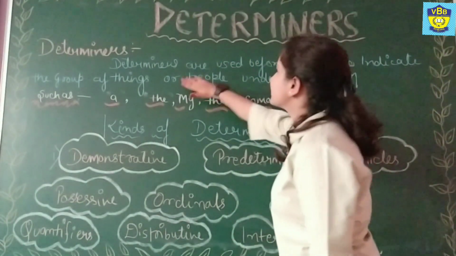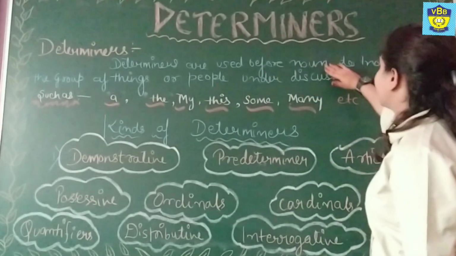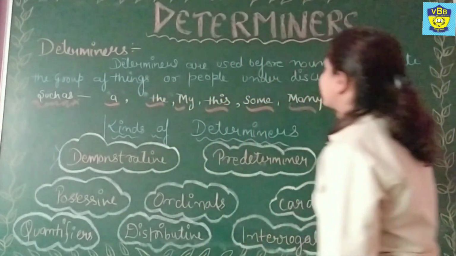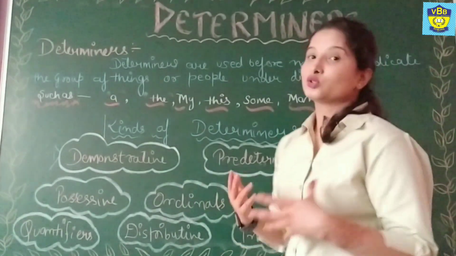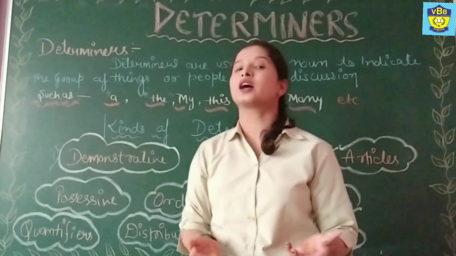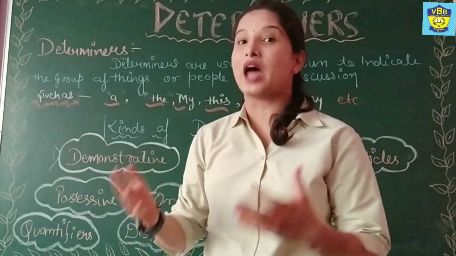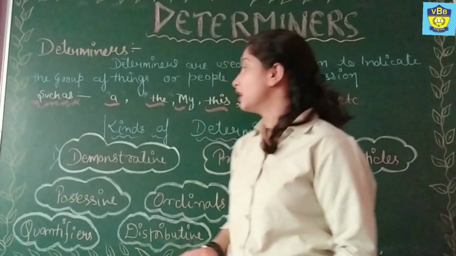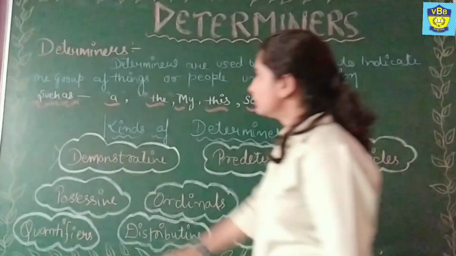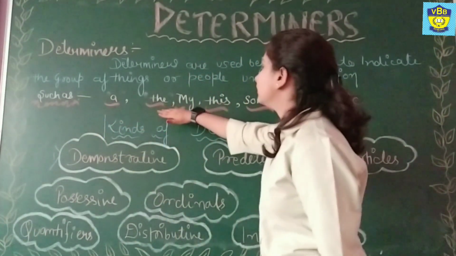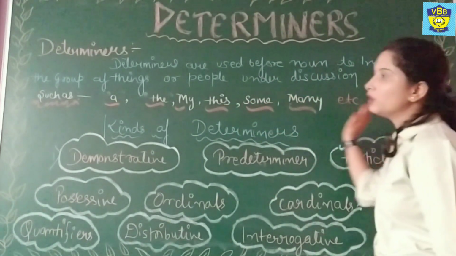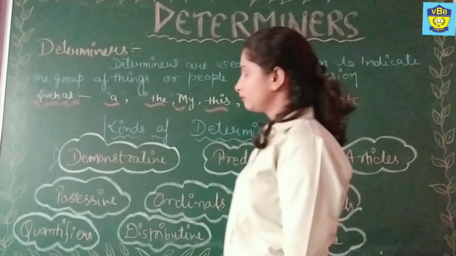Now, determiners are used before a noun to indicate the group of things or people under discussion. So you can see that determiners are the words which show that a noun is coming in the sentence. For example, a, the, my, this, some, many, etc. So all these are determiners.